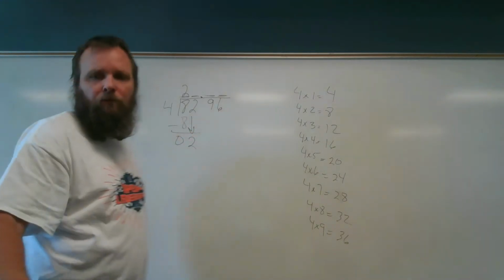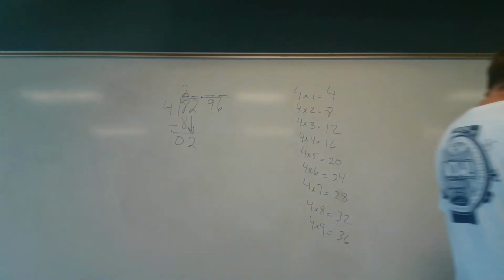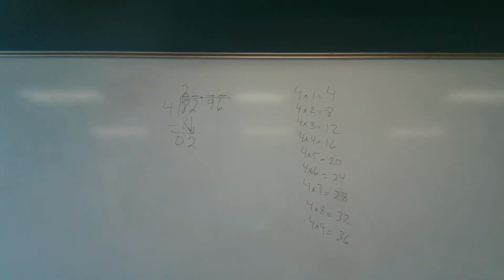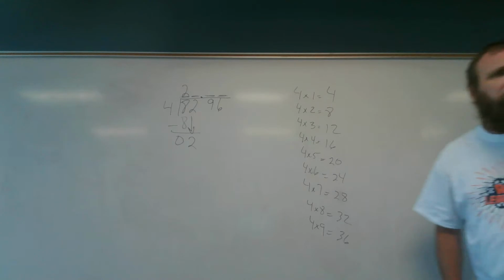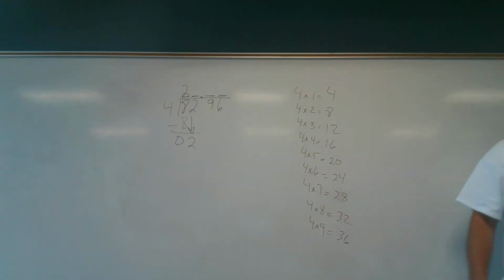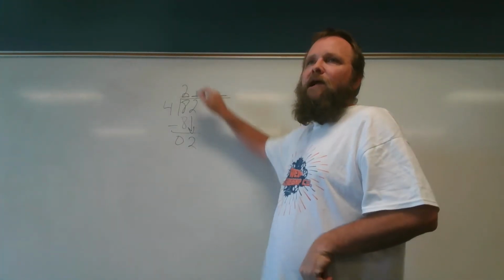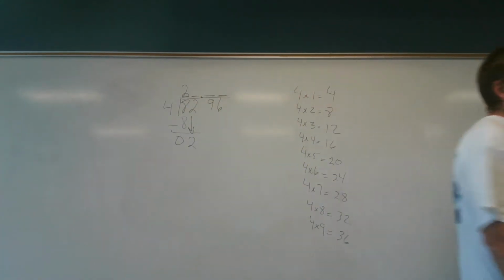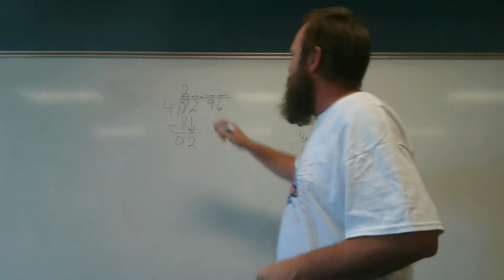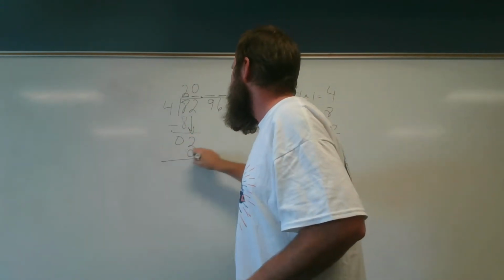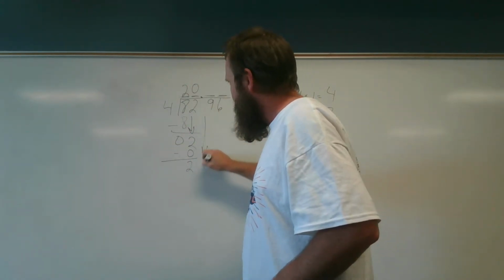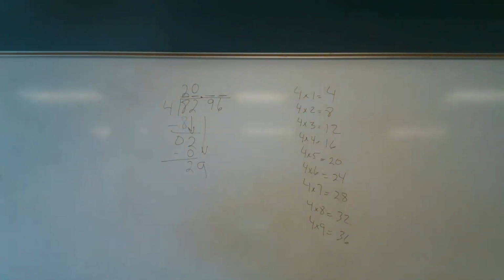Bring down the 2. What do I do next? I want to take 4 into 2. You have to put a 0 because 4 can't go into 2. Once I bring down the 2, I have to have a number above it in my quotient. It's not going to go in at all, so it goes in 0 times. And so now I have 20 as my whole number.